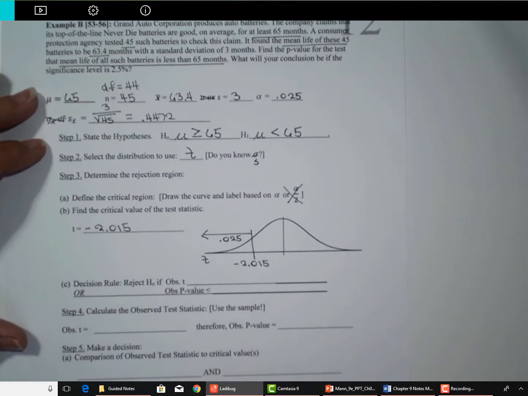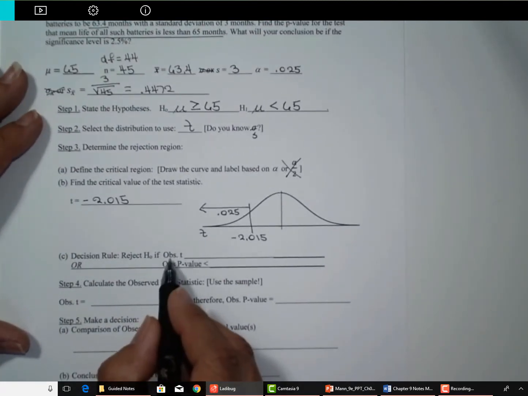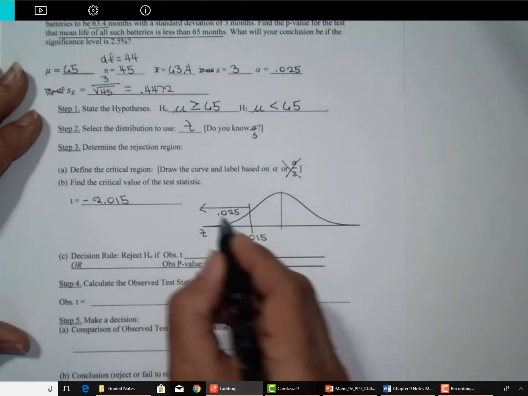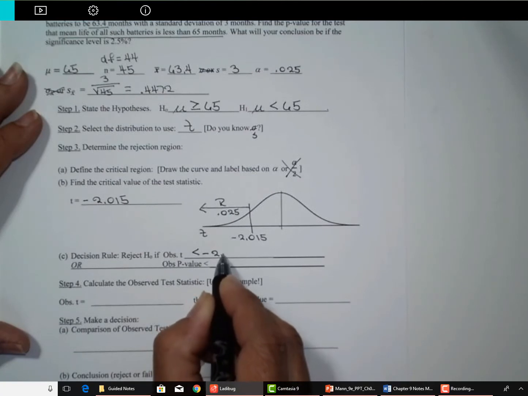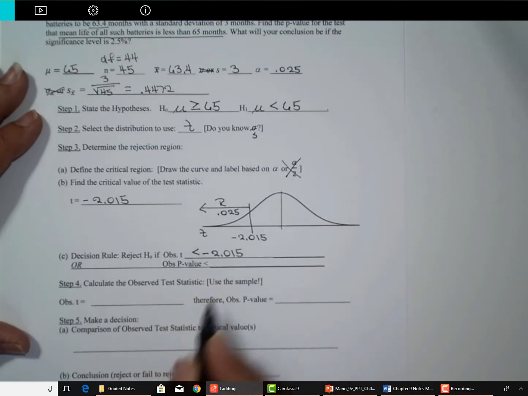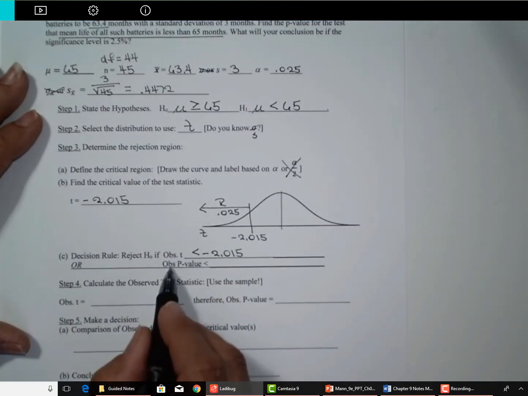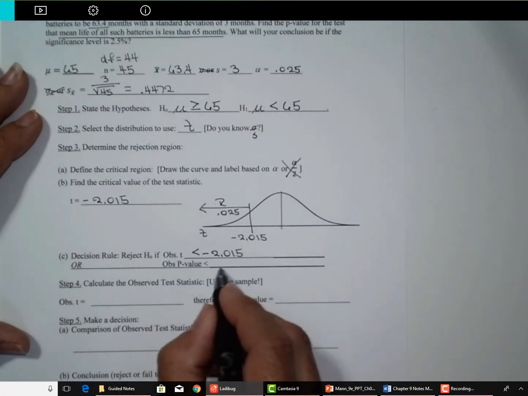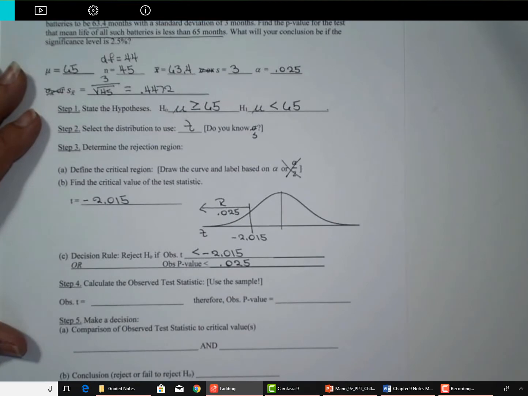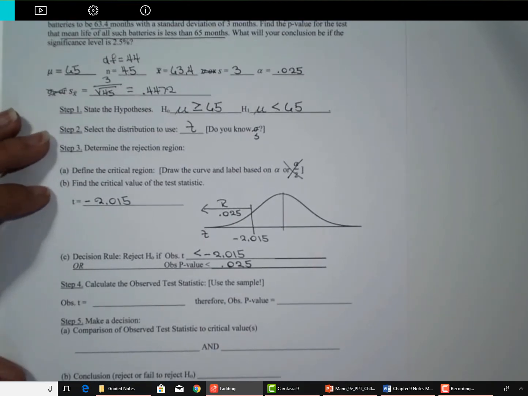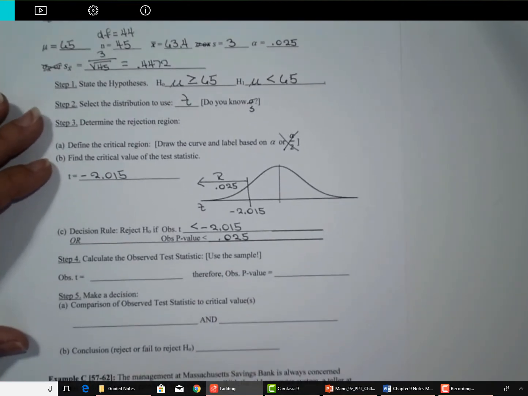So we're going to reject if the observed t-value is over here in this rejection region. If it is less than a negative 2.015, we will reject. And if the observed p-value is, of course, less than alpha, that is our other test that we can do. They should either both be true or both be false. We're doing two just to check ourselves.